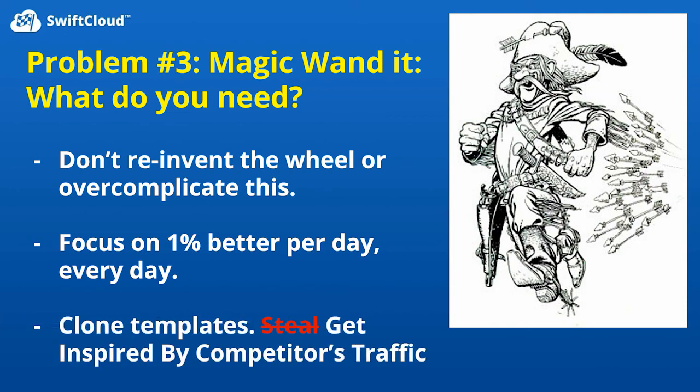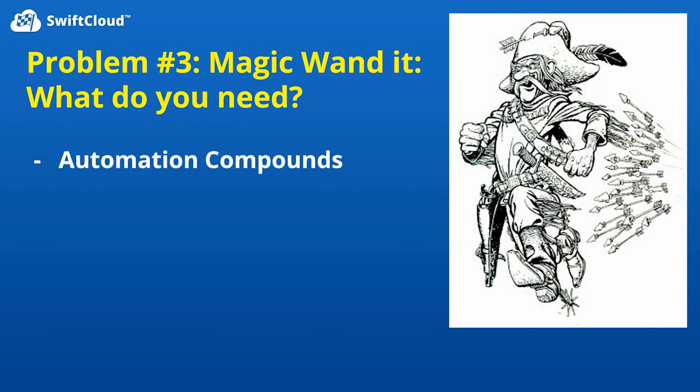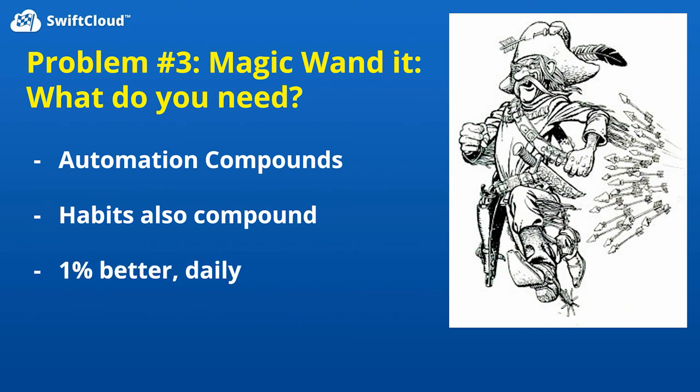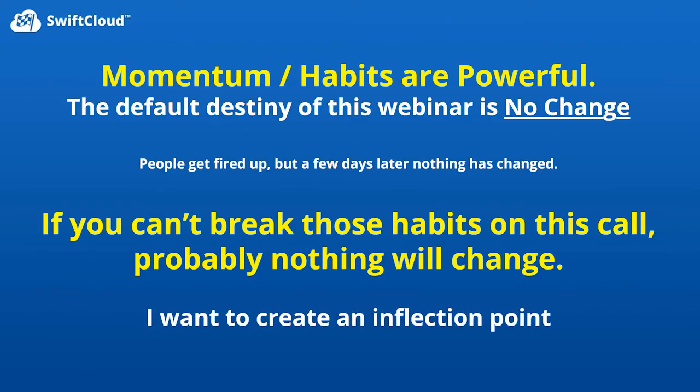So clone templates, and that isn't just literal templates. Sometimes you can look at somebody else's systems and say, hey, that's a great idea. Let's take that and get inspired by competitors' traffic or competitors' marketing, or take it and apply a concept to a different industry. That's another thing. So automation compounds, habits also compound, and you're looking for 1% daily. Momentum and habits are incredibly powerful.